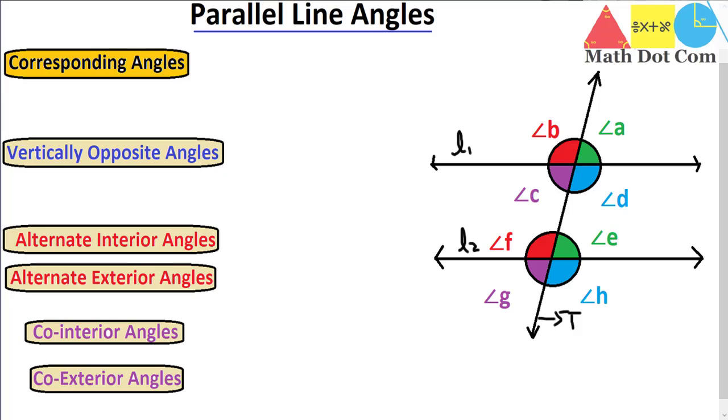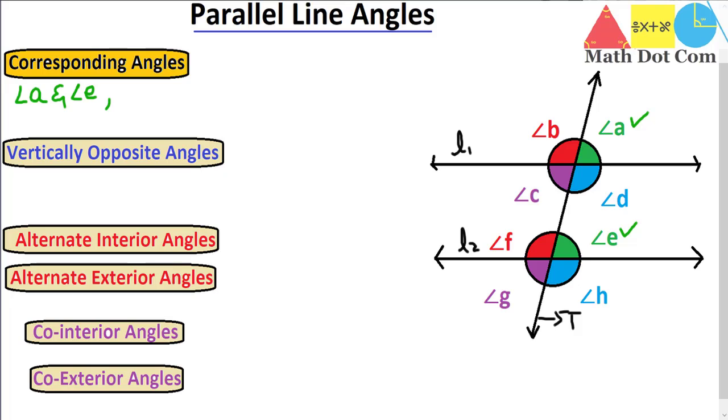So corresponding angles are the angles that occupy the same relative positions at two different intersections. From the diagram it is clear that angle A and angle E are at the same relative position, that is on the right of the transversal, and at two different intersections. So angle A and E are the corresponding angles. This is one pair of corresponding angles.